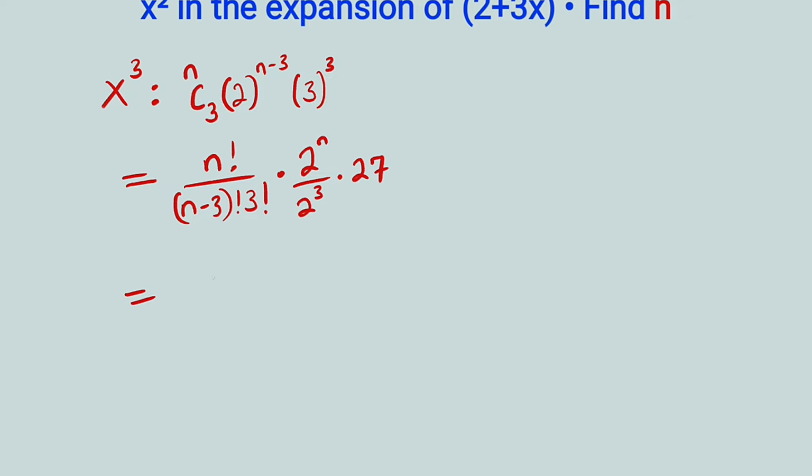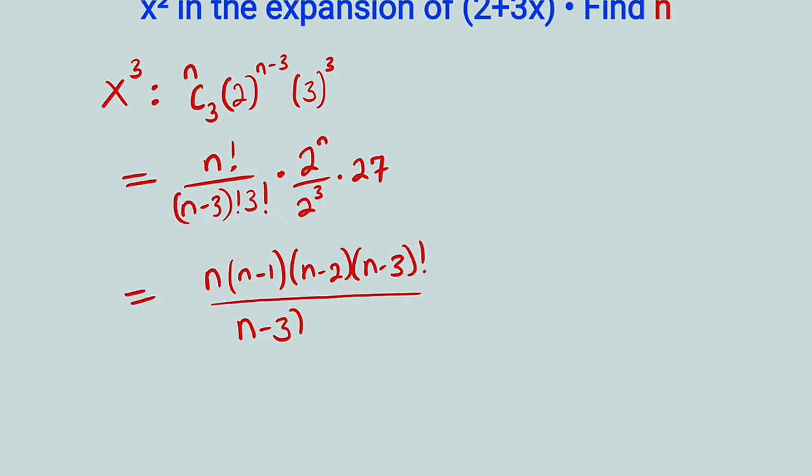On the top we can have n multiplied by (n minus 1) multiplied by (n minus 2) multiplied by (n minus 3) factorial, because I want to cancel (n minus 3) factorial at the bottom. Then 3 factorial is 3 times 2 times 1, which is equal to 6. Then on the other side we have 2 raised to the power of n divided by 2 raised to the power of 3, which is 8. Then multiply by 27.